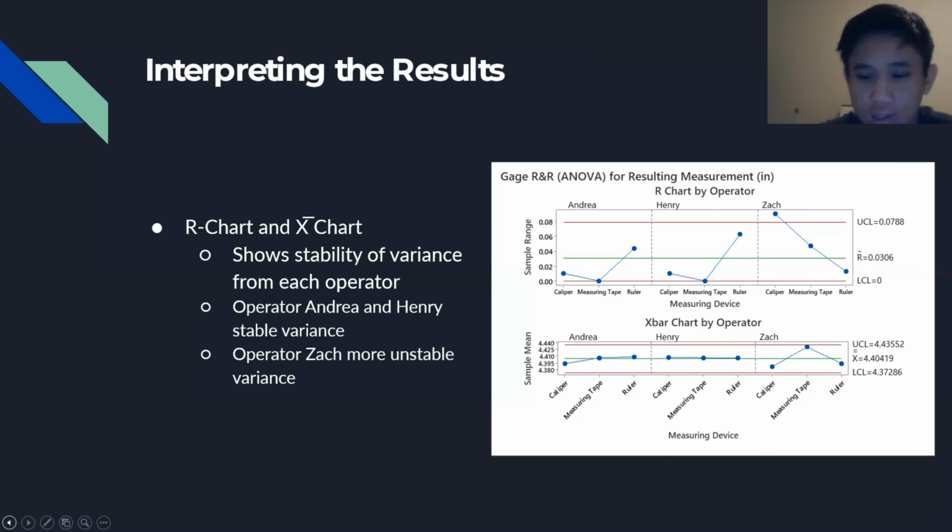unstable variance. The X bar chart shows similar things, except it accounts for the mean values. As you can see, Andrea and Henry had means that were close to the mean center line, and Zach's means were a little bit more up and down and inconsistent. So again, operators Henry and Andrea had more stable variance, and operator Zach had a little bit more unstable variance.